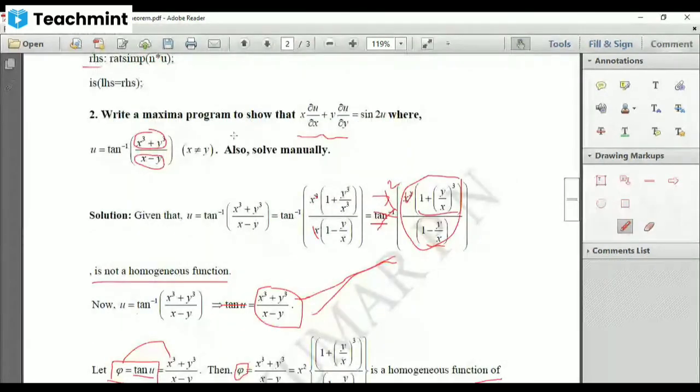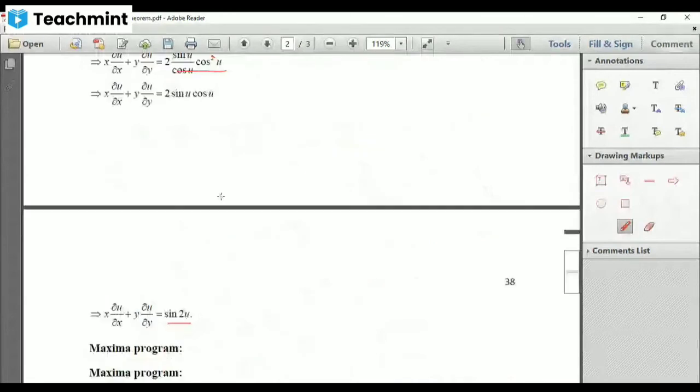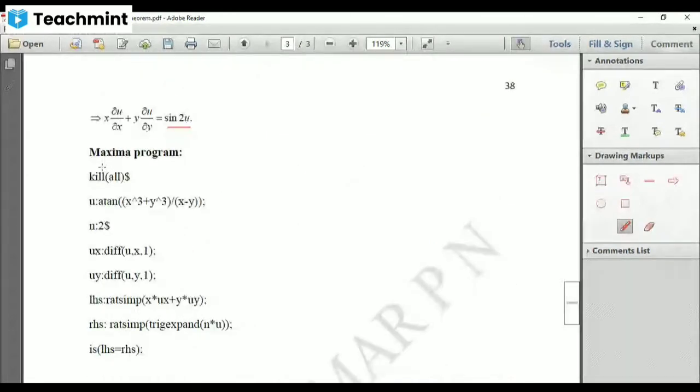Now, how to verify this with a Maxima program? Okay, let us write the Maxima program. As usual, we start with kill(all). What is your u? It is arctan, that is tan inverse, of the numerator. Put a separate bracket for the numerator, (x cube plus y cube) divided by (x minus y), semicolon. What is your n value?